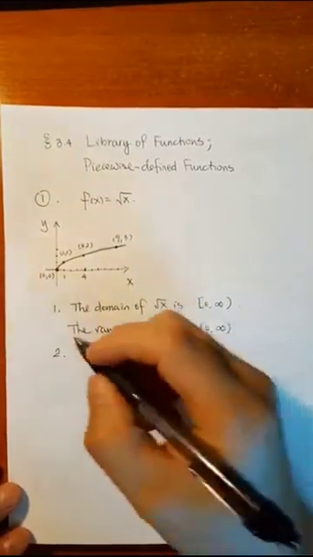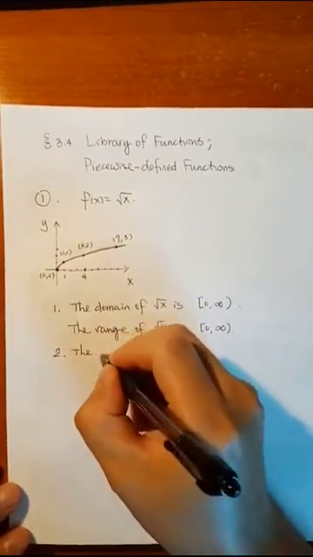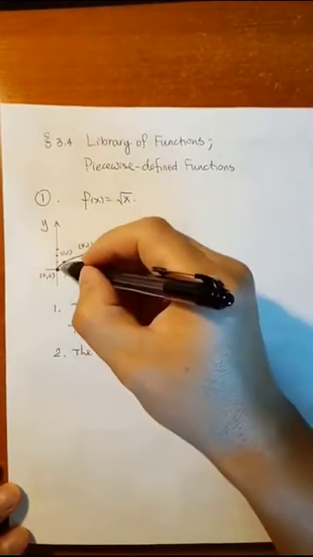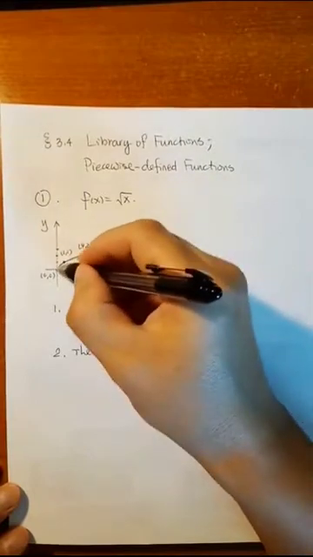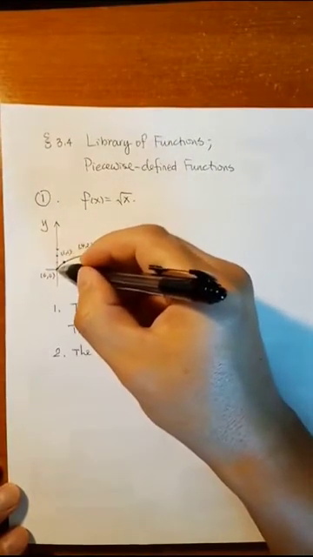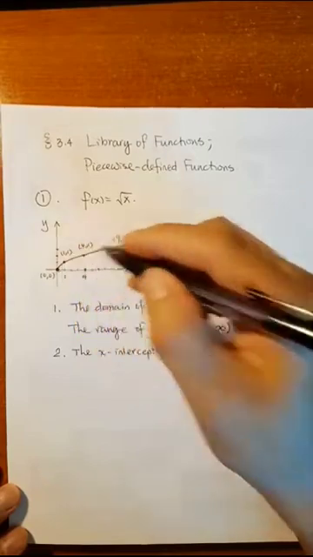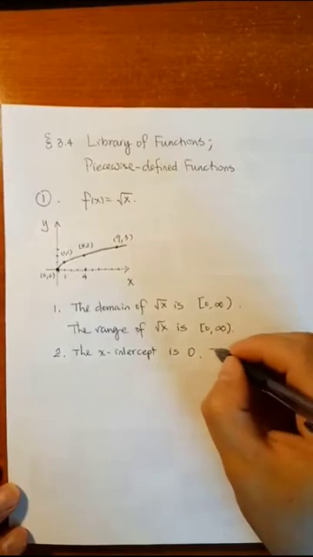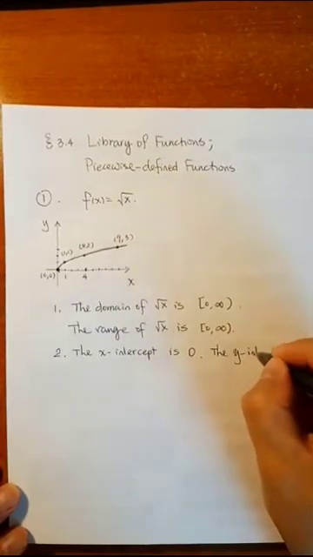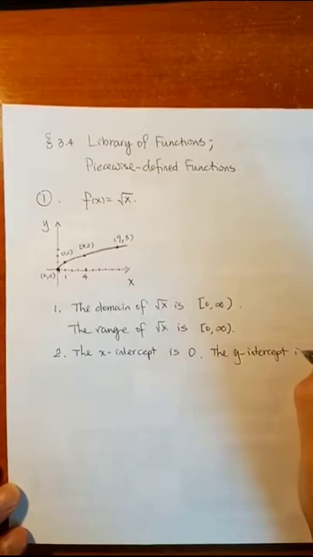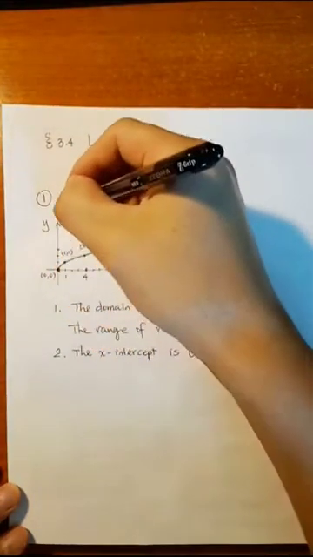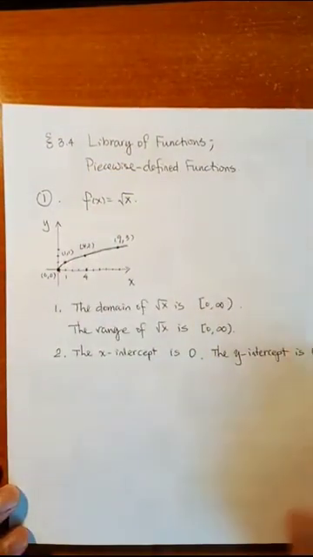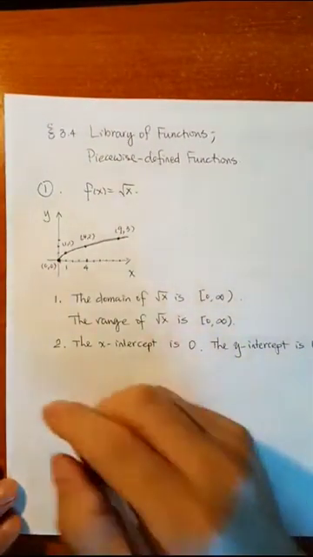And the second, the x-intercept. The x-intercept is the intersection between the graph and the x-axis. So there's only one intersection point, that's 0. The y-intercept. The y-intercept is the intersection of a graph and the y-axis. Here is also 0.